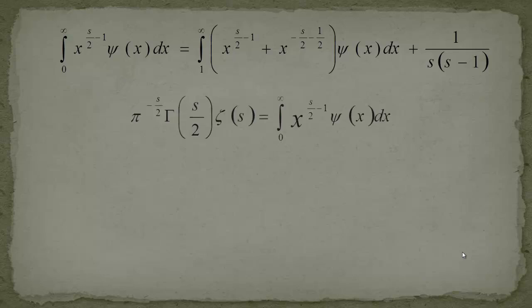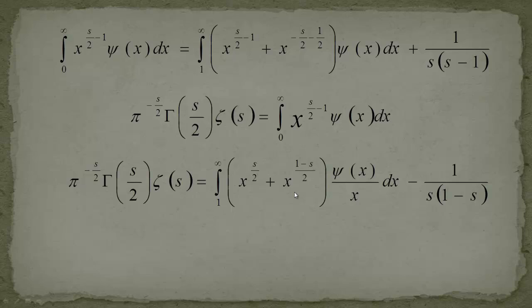Actually, I will do a little review of where we started. We actually started off by this. We showed that pi to the minus s halves gamma s over 2 zeta of s is equal to the integral from 0 to infinity of x to the s over 2 minus 1 psi of x dx. Now we found this right hand side, even if it is more complex than what we had before, we can just write it down.